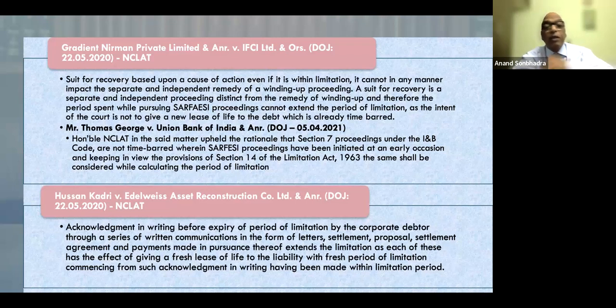Now, any proceeding, once a CRP application is made, of course, the moratorium, sorry, just give me a minute.